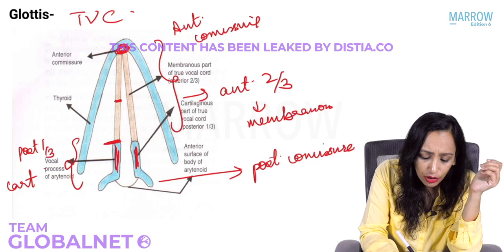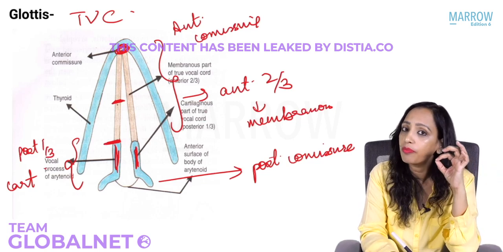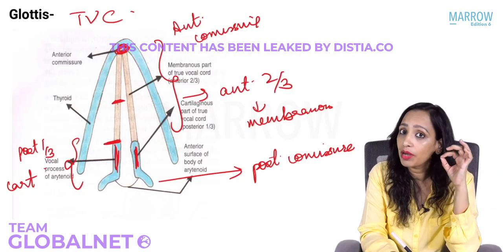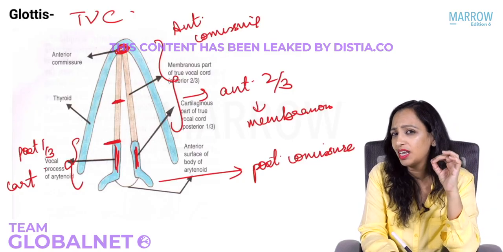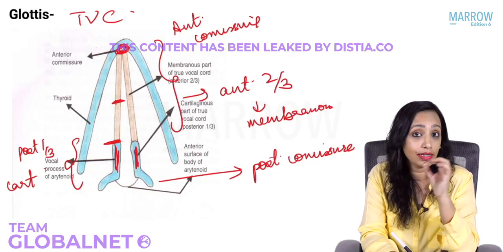The midpoint of the membranous part. So the midpoint of the membranous part is the part of maximum vibration. That is the part of maximum damage. Yes. So whenever there is any hemorrhage occurring in this area leading to nodules or polyps, this is the most common site. Is that very clear?